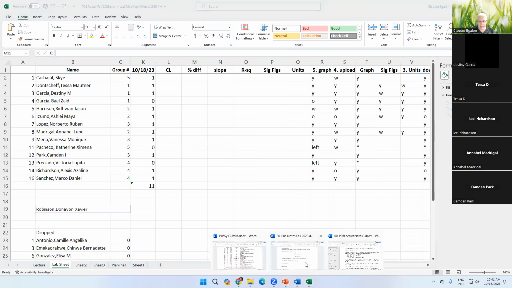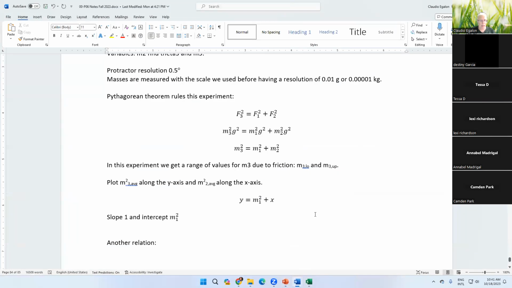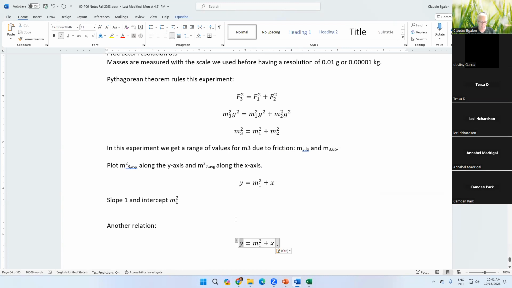So going back, another relation: M2 over M1 equals the tangent of theta 3.